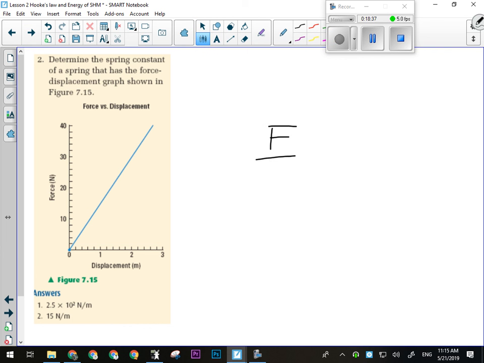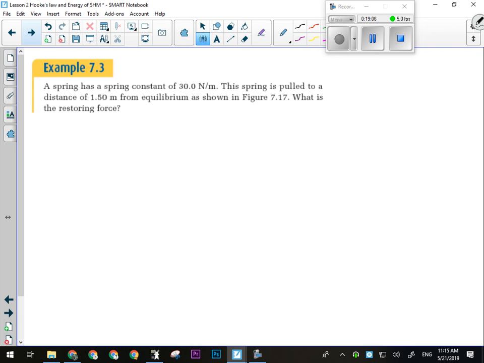I've got force divided by distance. That gives me newtons per meter, right? Slope is k, doesn't change, right? The slope of that line doesn't change. It's the same spring, and you just keep pulling it further and further. The one consistent thing for every time you pull it is the constant of the spring. Hence, constant. It doesn't change.